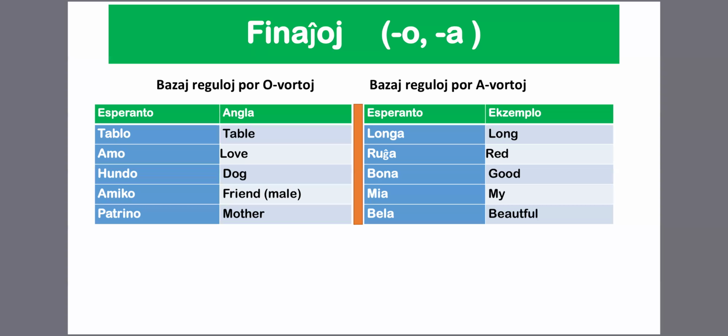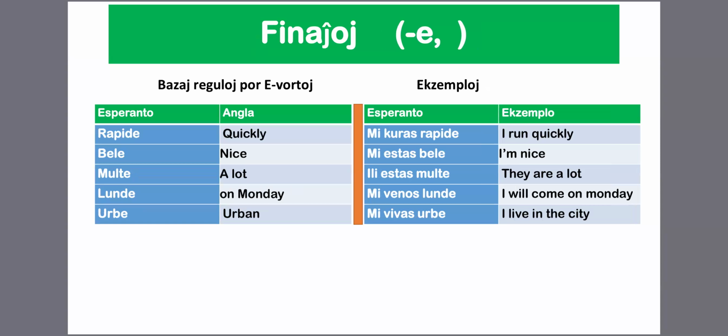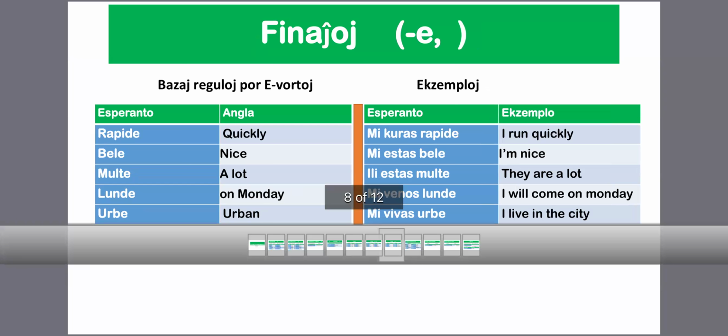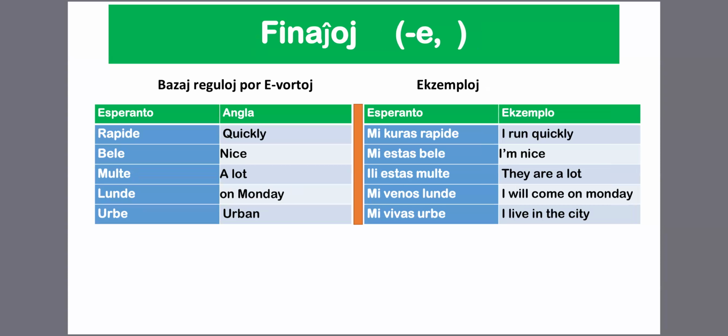And if I put a, longa, automatically I don't need to look further. This is an adjective. Ruja, red. Bona, mia, bela. And if I put only e at the end, automatically the word changes and it becomes an adverb. Rapide, bele, multe, lunde, urbo. This is the adverb in Esperanto.